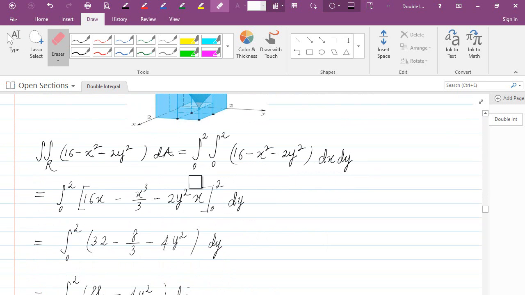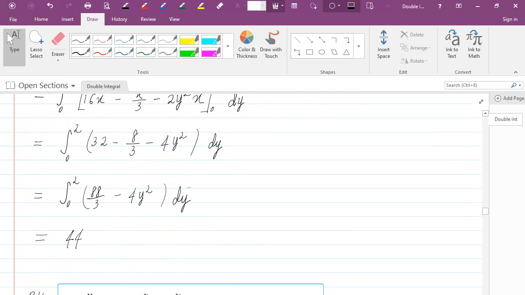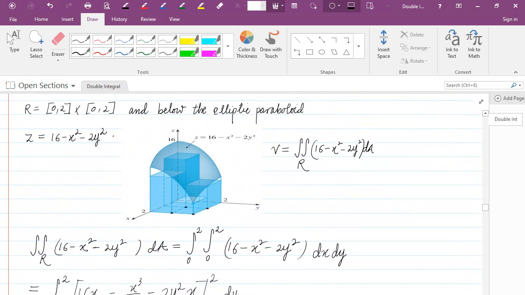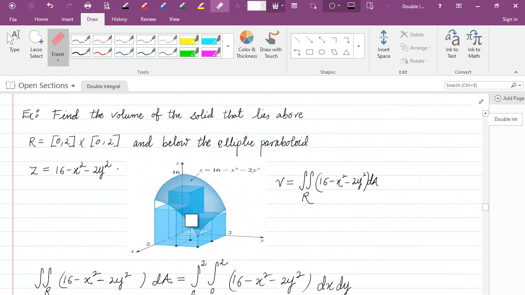So if we do that, we get 16x minus x cubed over 3 minus 2y squared times x. And then we evaluate that at 2 and 0 and subtract. Obviously, when you plug in 0, you get 0. So plug in 2, you get 32 minus 8 over 3 minus 4y squared. We can simplify that to 88 over 3 minus 4y squared. This is what we need to integrate with respect to y, which is pretty easy to do, and at the end we end up with 44. Okay, so that's the volume of this solid right here.